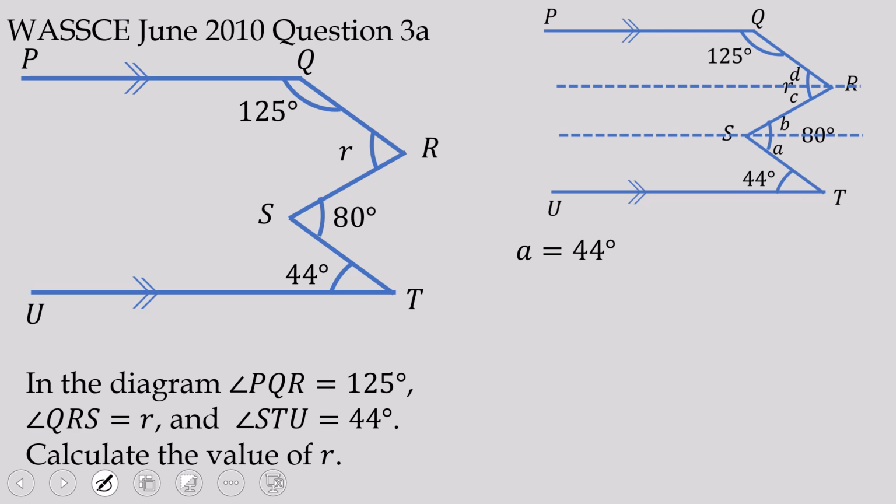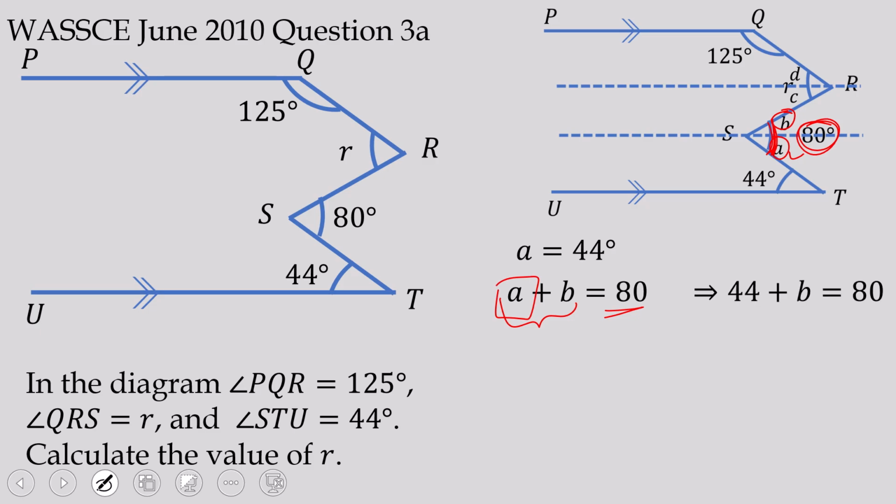And then now I know what the A is. Now you realize that this whole angle over here is 80. And I know my A to be 44. So if I do the A plus the B, I get 80. That is, if I do this A over here plus this B, I get this 80. That is the whole angle. And I know the A to be 44. So therefore, I can solve for the B. I replace the A over there with 44. I solve for B, I get B to be 36. So therefore, the angle over here is 36.